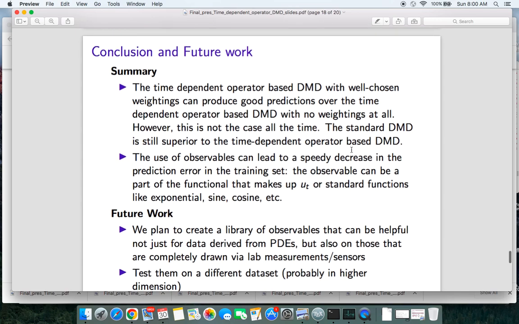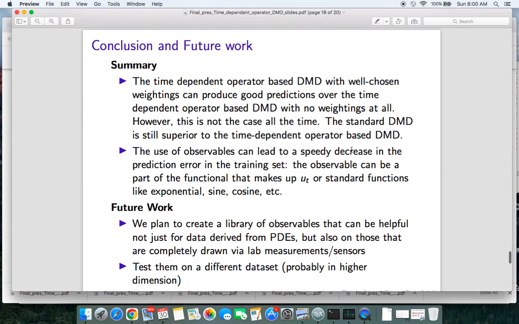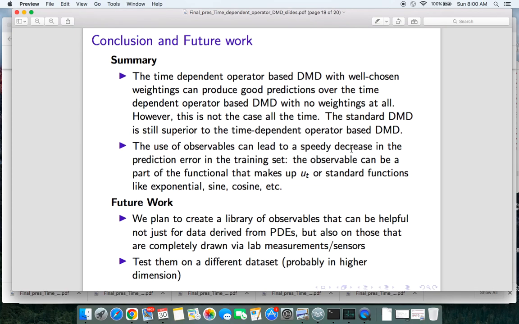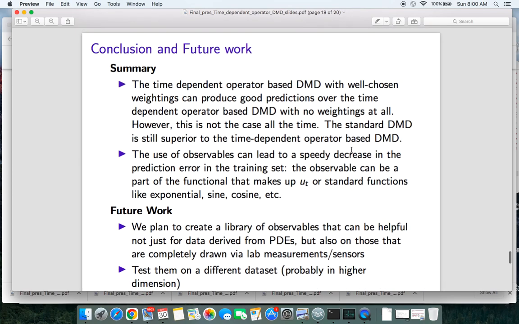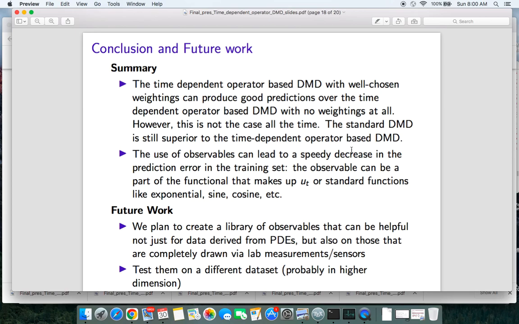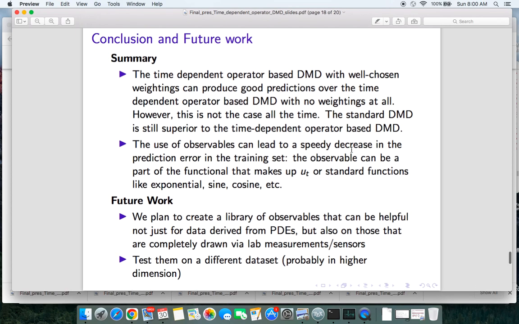To summarize, the time-dependent operator-based DMD with well-chosen weightings can produce good predictions over the time-dependent operator-based DMD with no weightings at all. However, this is not the case all the time. The standard DMD is still superior to the time-dependent operator-based DMD. The use of observables can lead to a speedy decrease in the prediction error in the training set. The observable can be a part of the functional that makes up UT or standard functions like exponential, sine, cosine, etc.